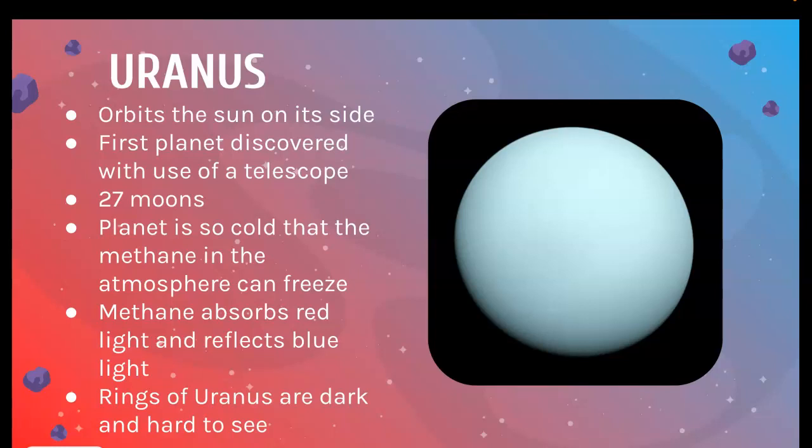Uranus orbits the sun on its side. It's the first planet discovered with the use of a telescope. It has 27 moons. The planet is so cold that the methane in the atmosphere can freeze. Methane absorbs red light and reflects blue light, which gives it that blue color. And the rings of Uranus are dark and hard to see, but they do have rings. So rings do exist.